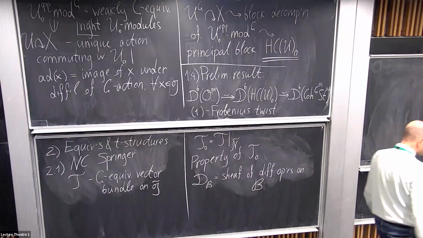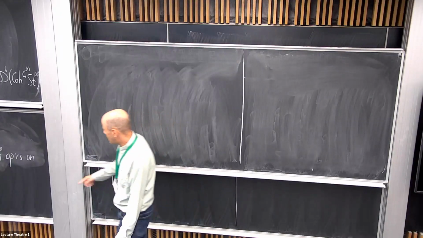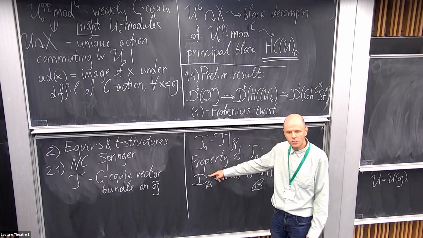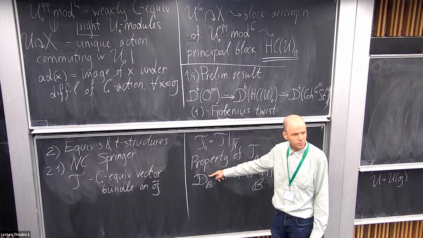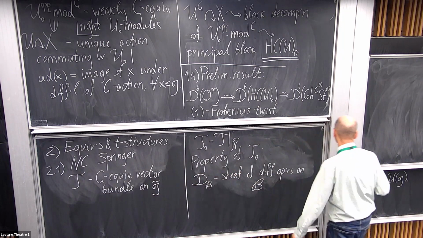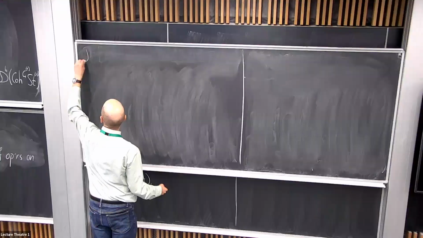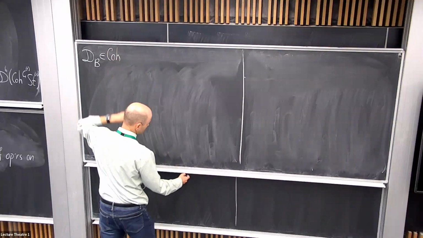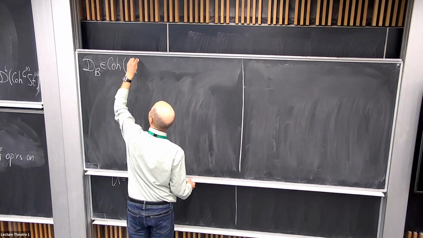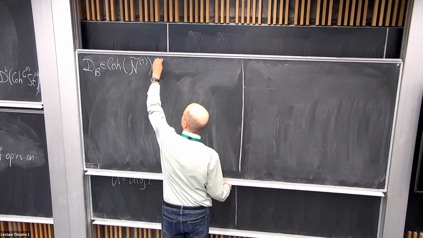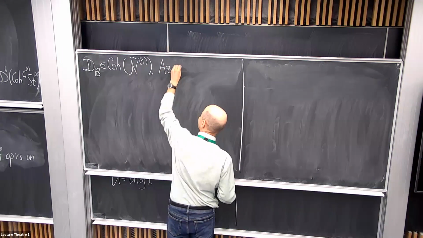Now, since we are in characteristic p, this fellow here can be viewed as a coherent sheaf of algebras on the Frobenius twist of n tilde. Essentially, the statement about what the center of the sheaf of algebras is. So this D of B is the coherent sheaf of algebras on the Frobenius twist of n tilde. And moreover, it's a so-called sheaf of Azumaya algebras.